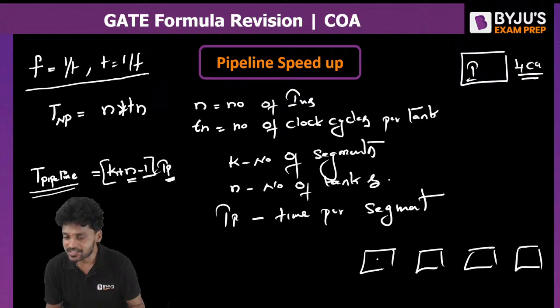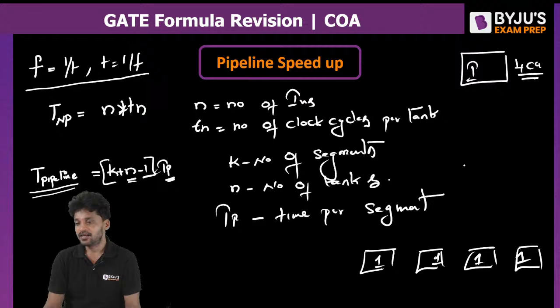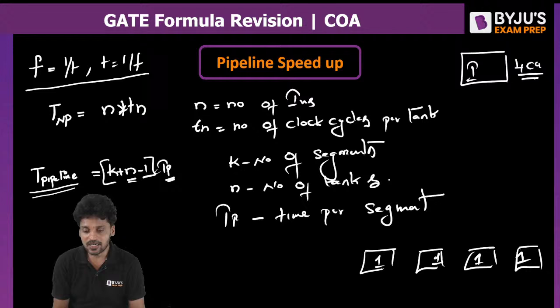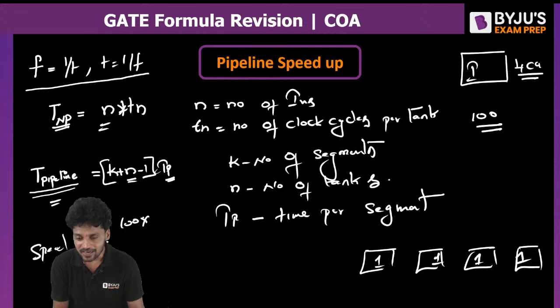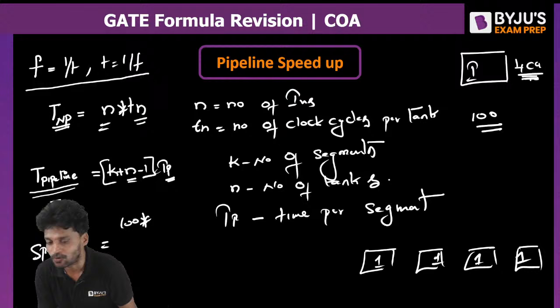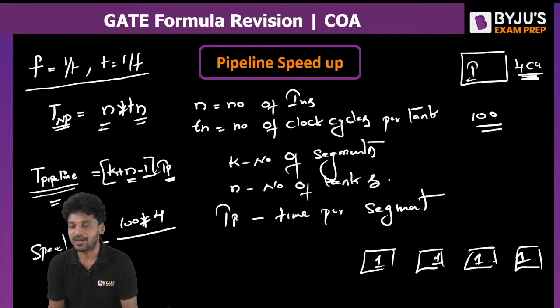Generally, the speed up will be the non-pipeline system divided by the pipeline system. Let us take n number of processes, n is equal to 100. Speed up is non-pipeline system divided by pipeline system. What is Tn? Tn is the time required in a non-pipeline system per task, which is 4 clock cycles. 100 into 4 is equal to 400.